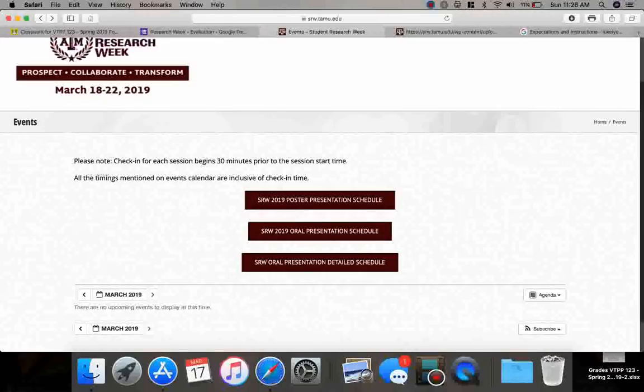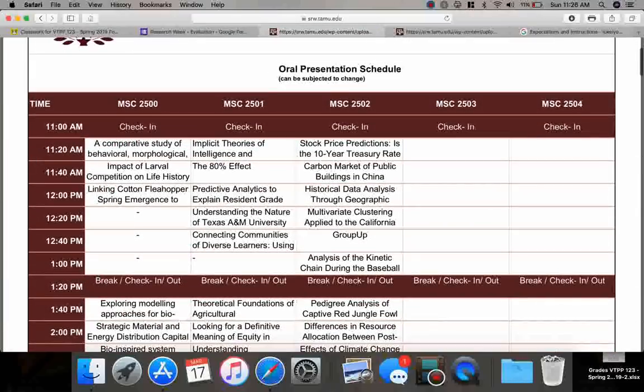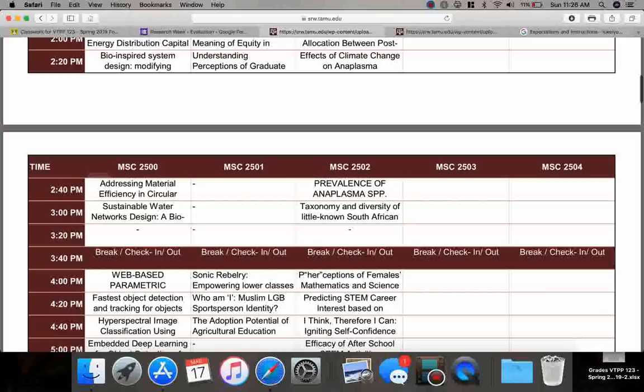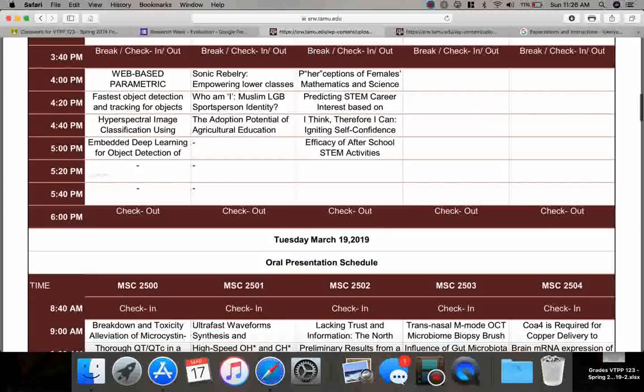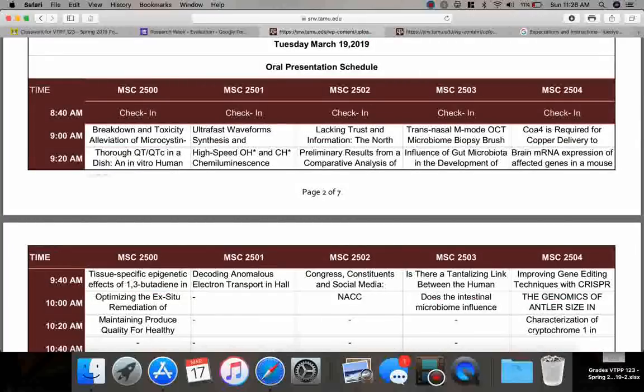But if you go back, oral presentation detailed schedule, this will give you some titles, okay? So you can see when they are and when in that time block that one should be presenting. Get to it at least 10 minutes early in case the one before it finishes quick, okay? So if you were wanting to go see, for example, let's see, does membrane interstitial microbiome influence and whatever else the rest of that is? You notice it's in MSC 2503 at 10 a.m. on Tuesday, March 19th.